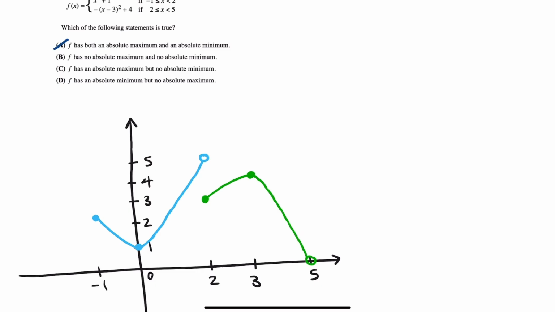And then statement B says f has no absolute maximum and no absolute minimum. Well, based on what I just said for A, option B would definitely be true. So this is the true one. And then if you read option C and D, those won't make sense either. Those are going to be false. And so therefore, B is your correct answer.